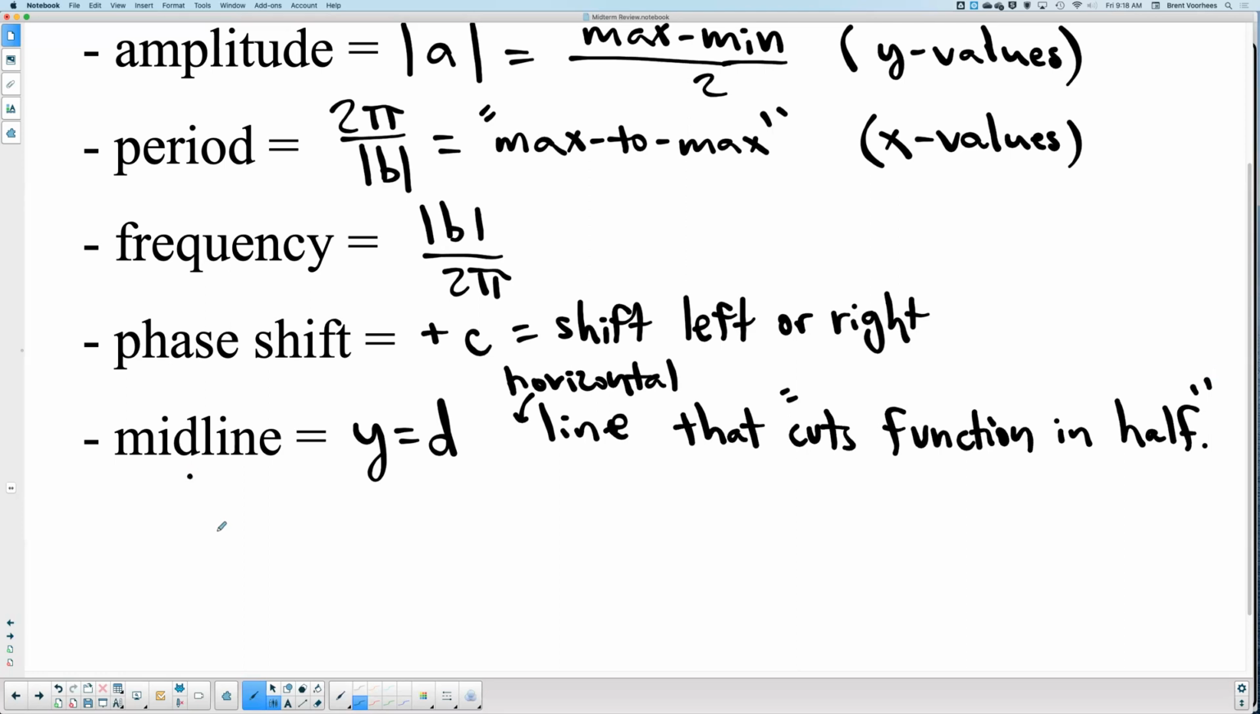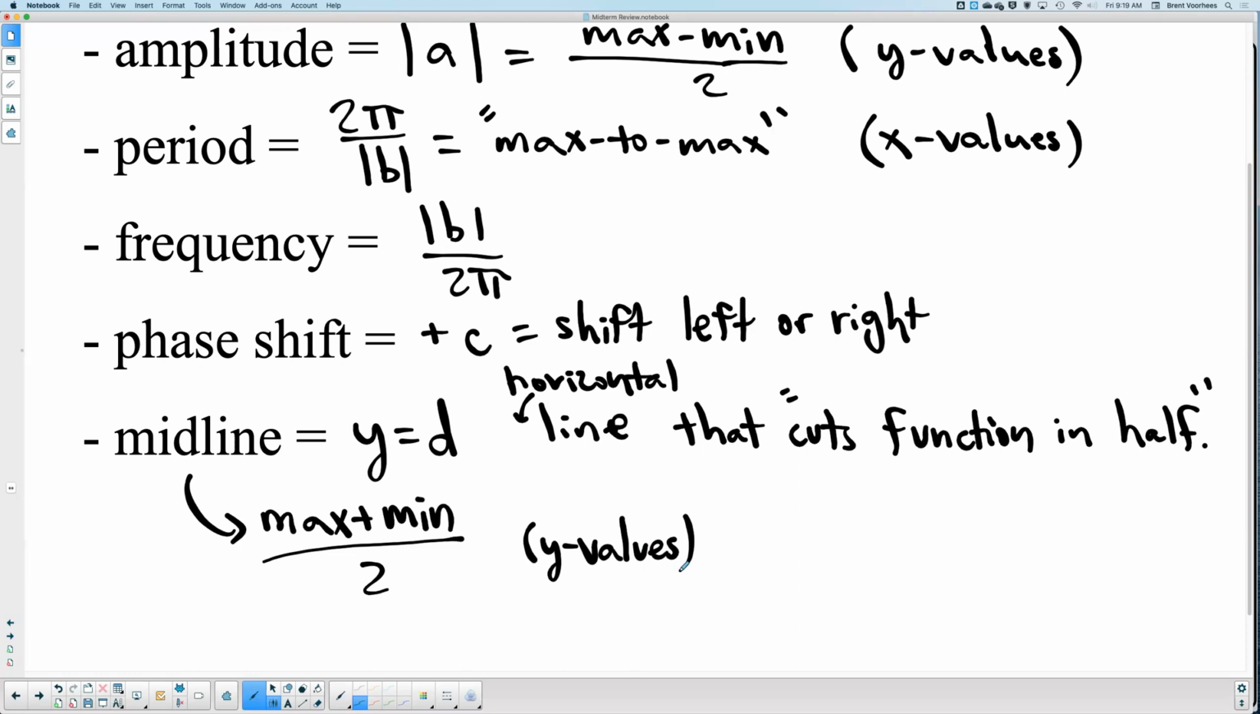What can we do also? Max plus minimum divided by 2. Good. And is that x values or y values? Y values. That would be y values as well. I did not put x values on the C because I put left to right. But that would be changing x values. Just to stay consistent, I'll go ahead and throw that in there. So you have 2 horizontal transformations, 2 vertical transformations listed there. A and D are vertical, B and C are horizontal. Okay.